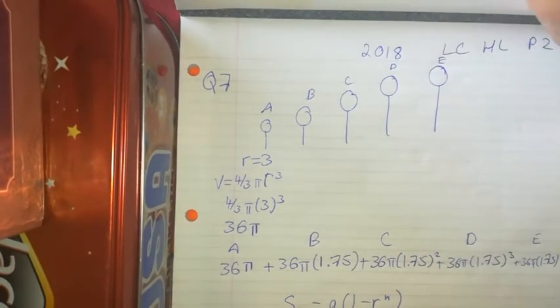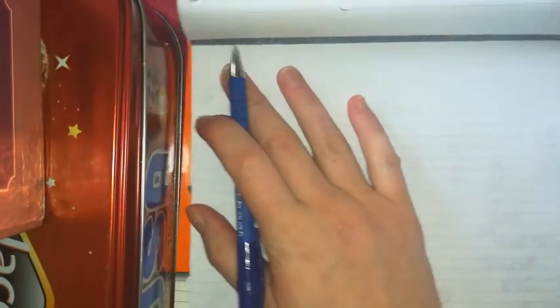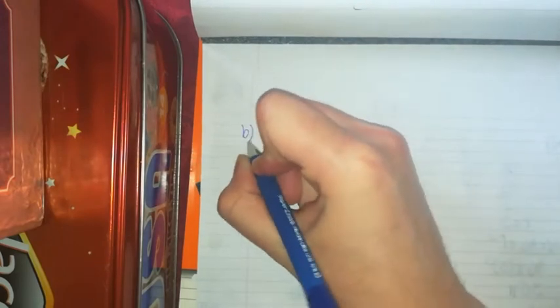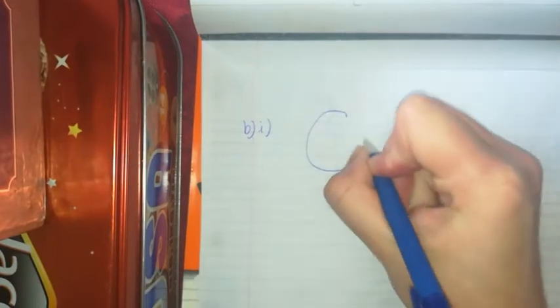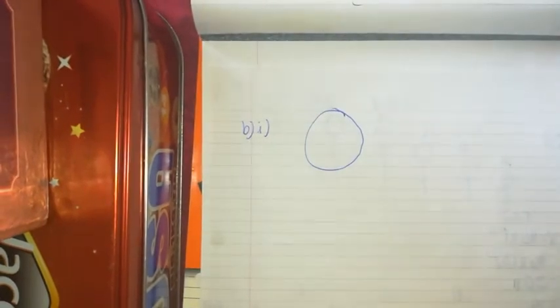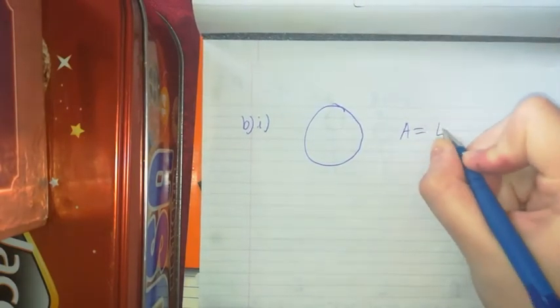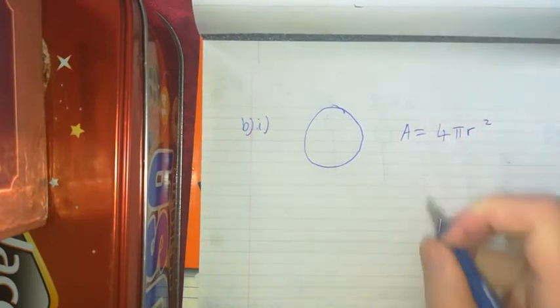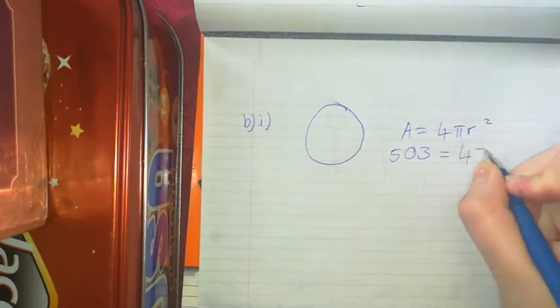So that's part A, and then it says the surface area of sphere E can be taken to be 503 centimeters squared. I know the formula for the surface area is 4 pi r squared, and we're told the surface area is 503 centimeters squared.